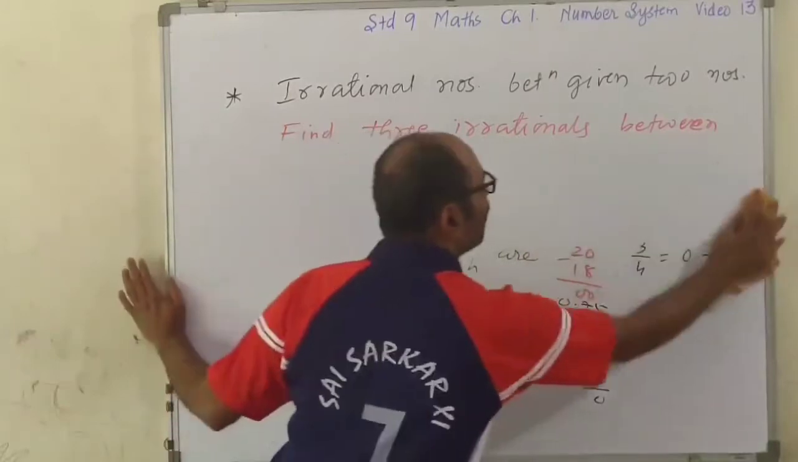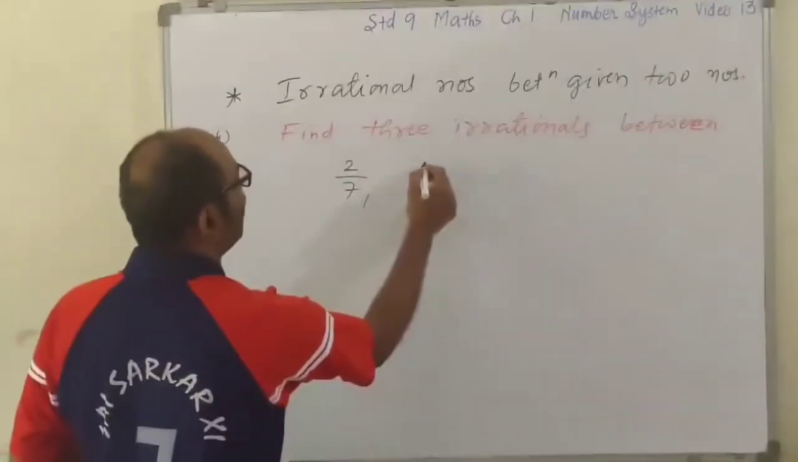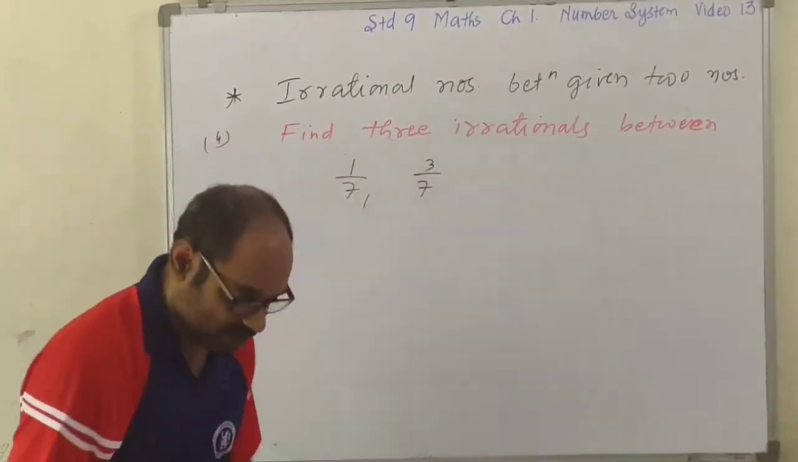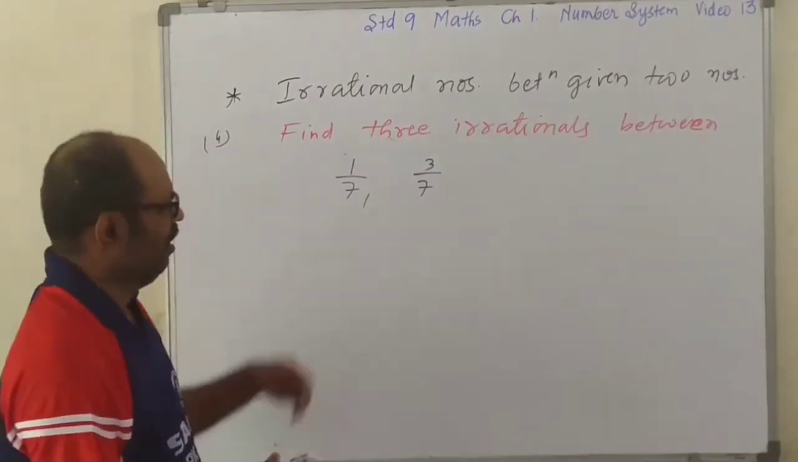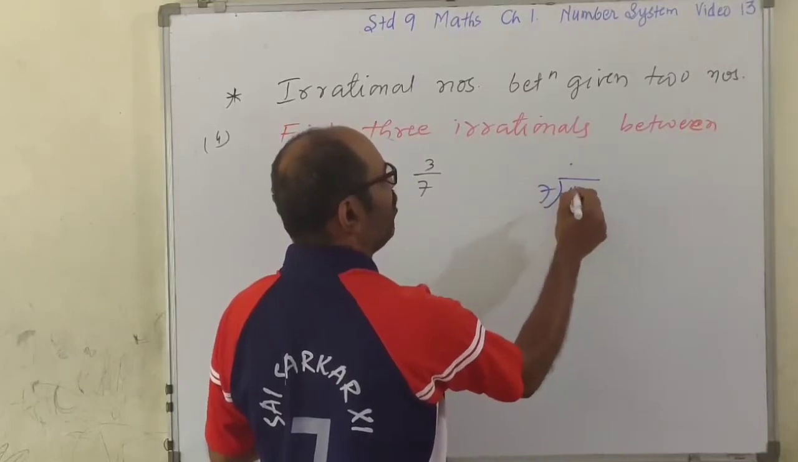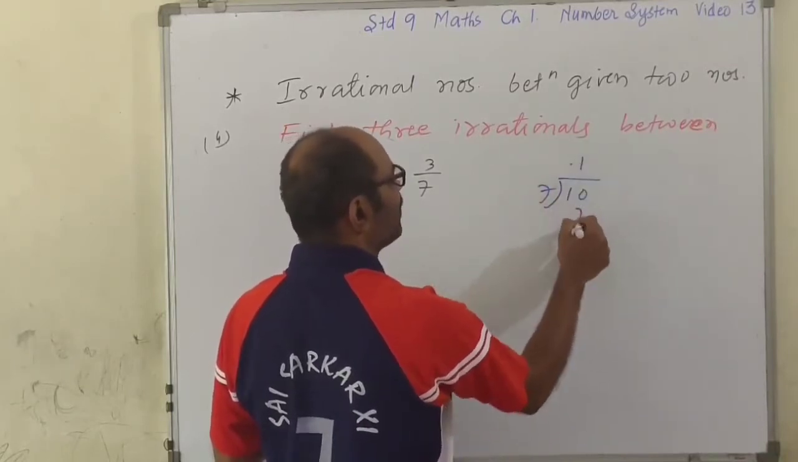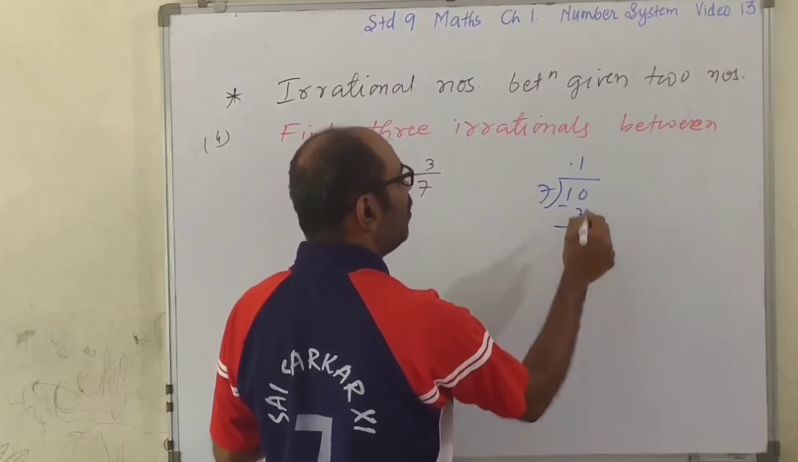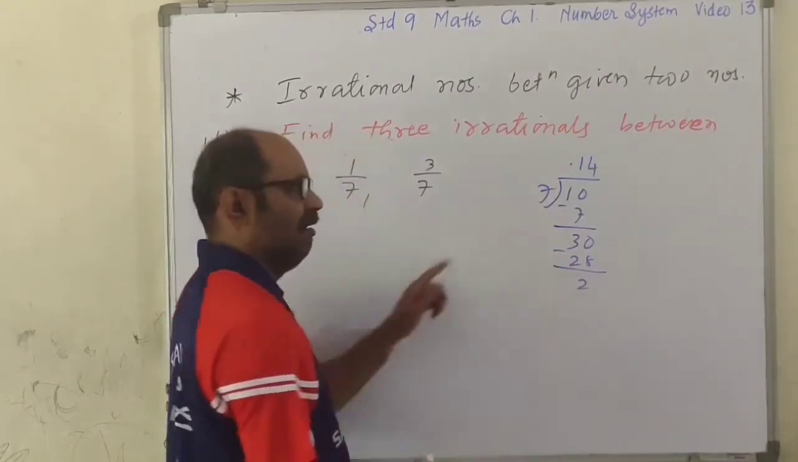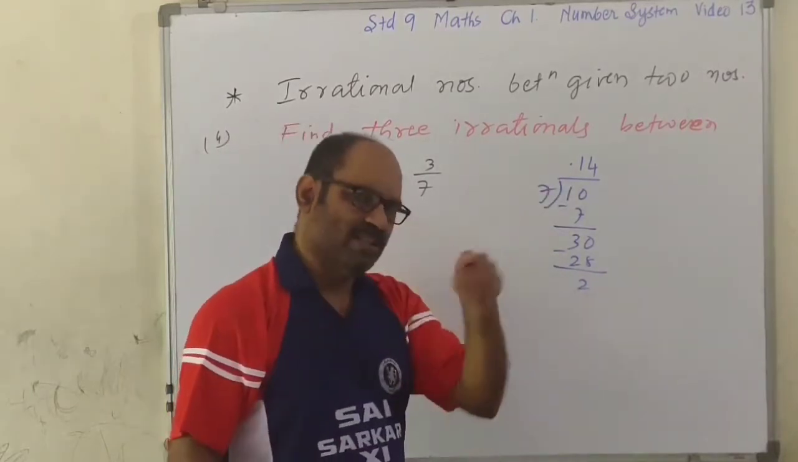Fourth one. 1 upon 7 and 3 upon 7. Please pay attention. You divide 1 divided by 7, 0.0. 7 ones are 7, 3 remains. 0. 7 fours are 28, 2 remains. Well, okay, 2 places of decimal is enough.